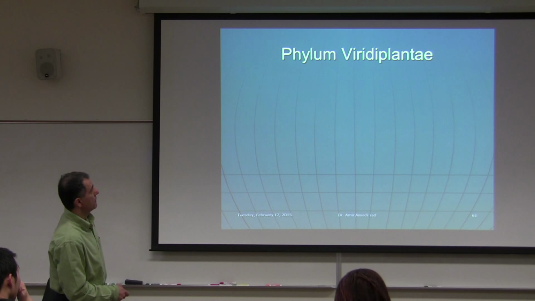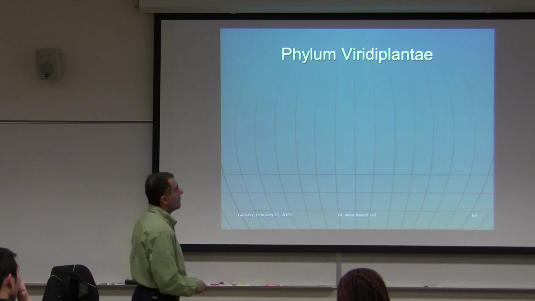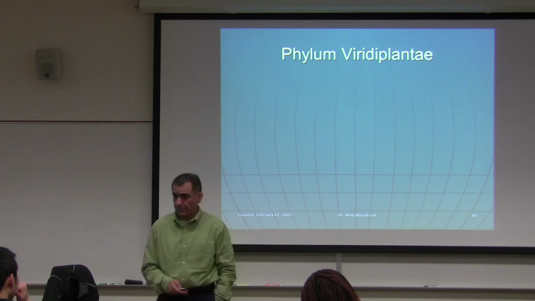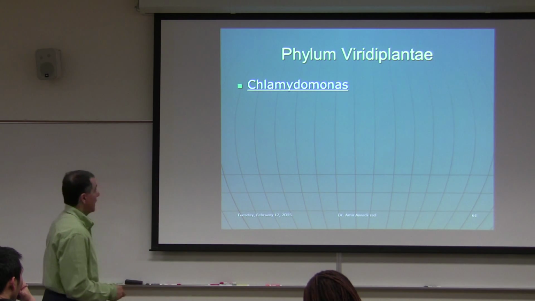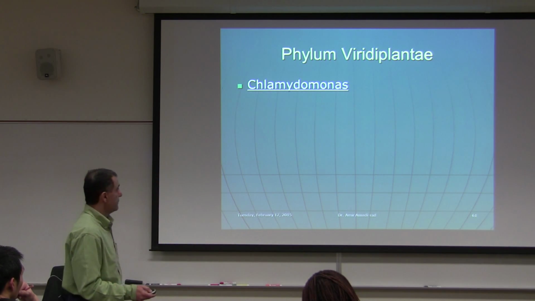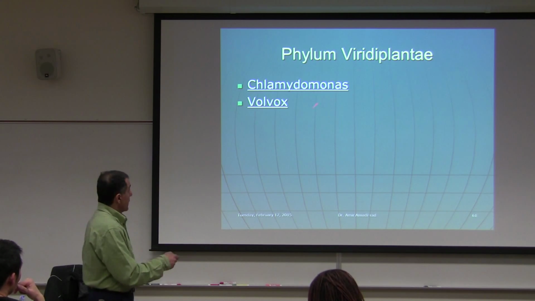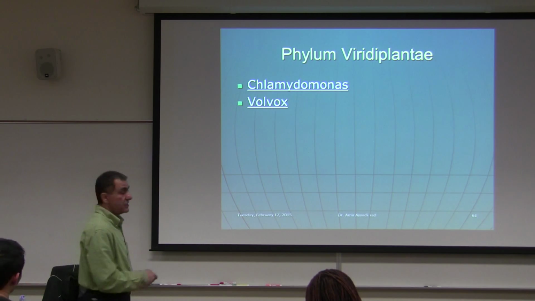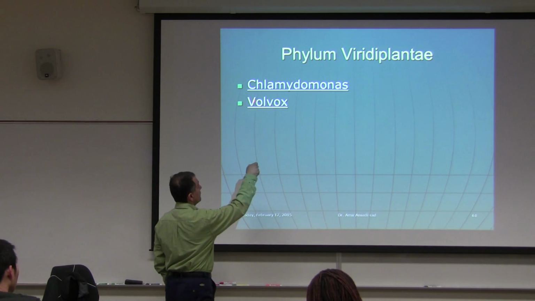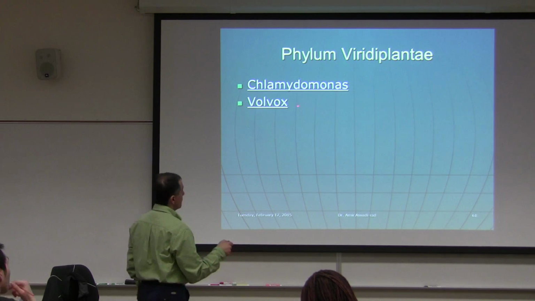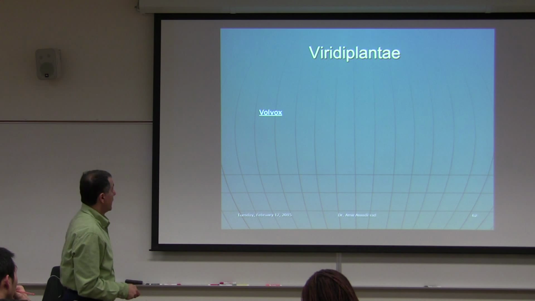Okay, the next phylum is phylum Viridiplantae, which is your Volvox. Chlamydomonas, of course, is one of them. The other one is Volvox. Both of them are underlined. Both of them are the name of a genus. Look at capital C, capital V. It means genus. I did not give you any species on these.